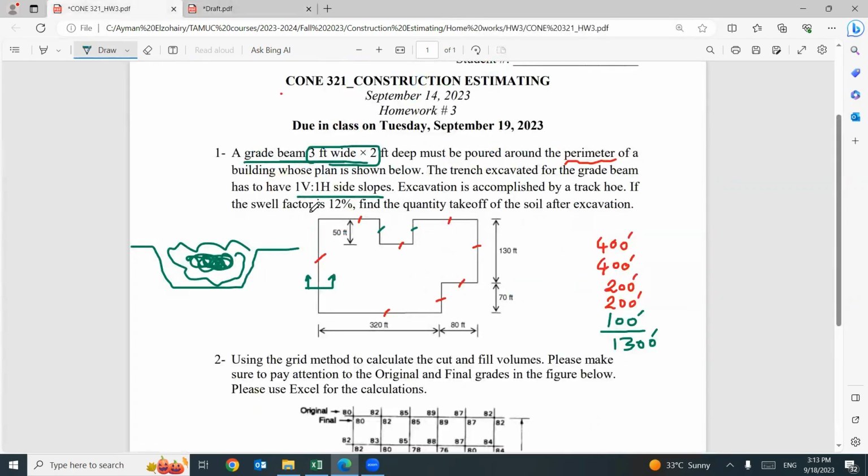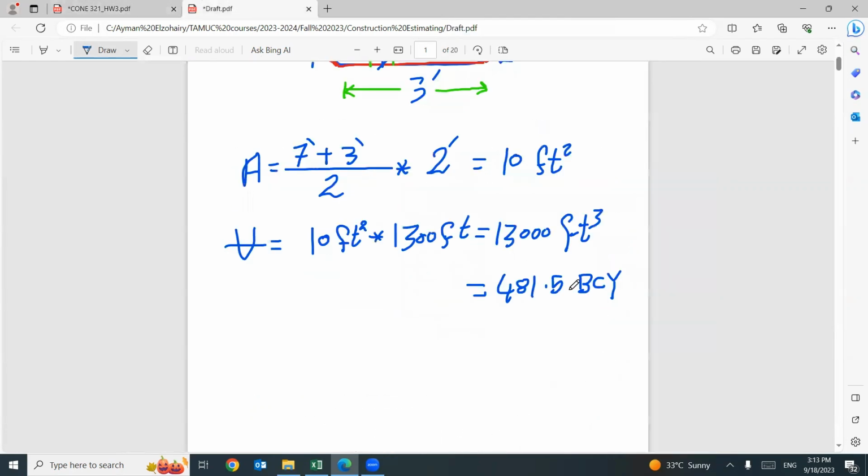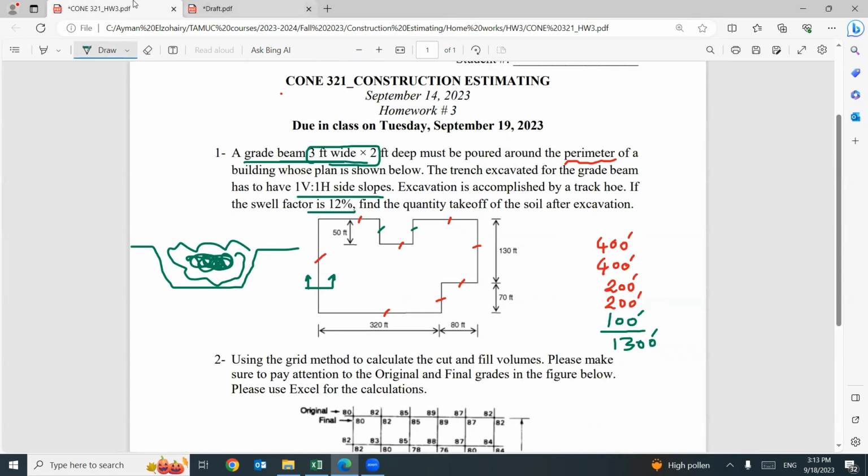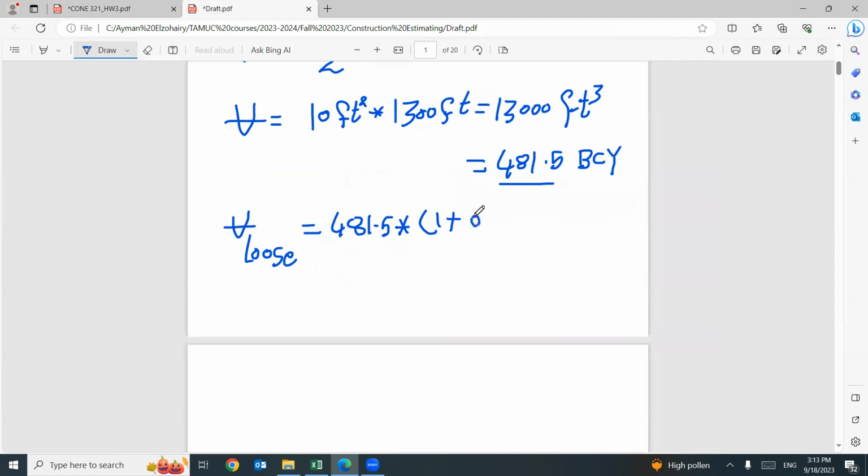Since the swell factor is given, this is the actual volume of the soil that will be excavated. But the volume in the loose condition will be this volume, 481.5, multiplied by 1 plus the swell factor. Your swell factor is 12%, so it will be 0.12.